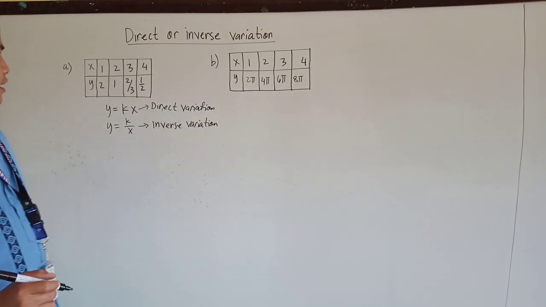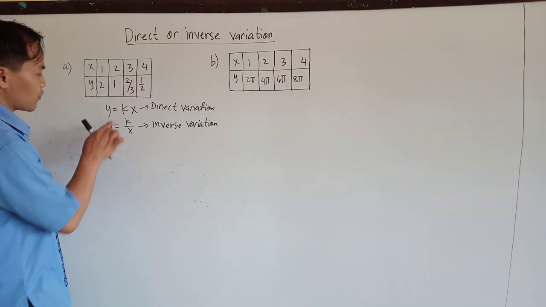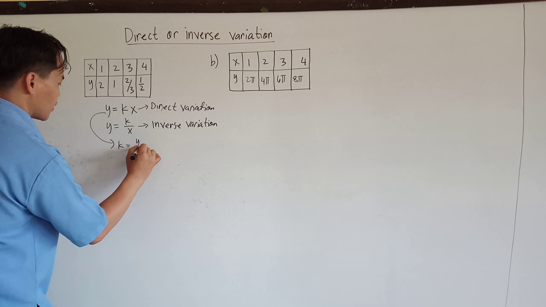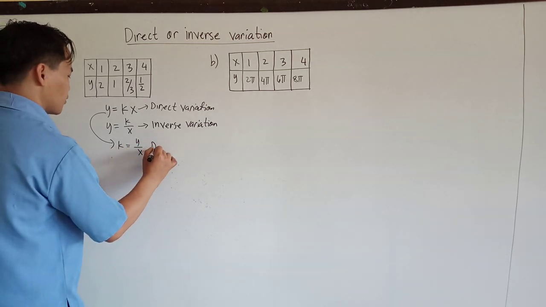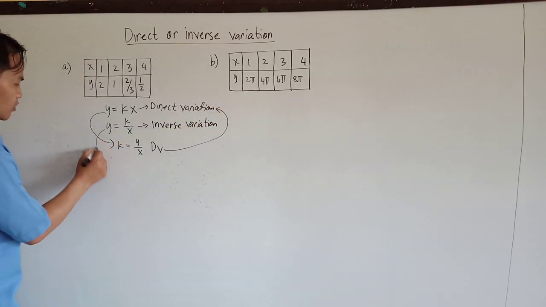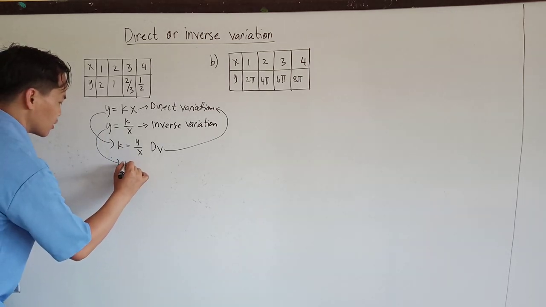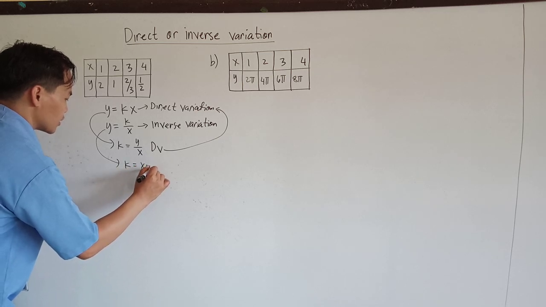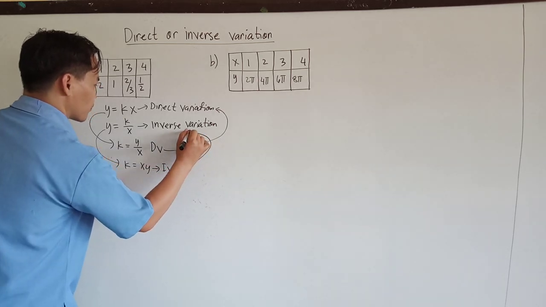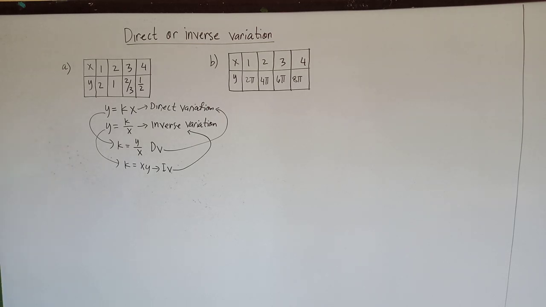Then, for us to identify if the given tables refer to direct or inverse variation, we will have to solve for the constant k. Solving for k, we know that k is equal to y over x for direct variation. And for this one, solving for k, we know that k is equal to x times y. This one refers to the inverse variation. So we could actually identify if this one is direct or not.